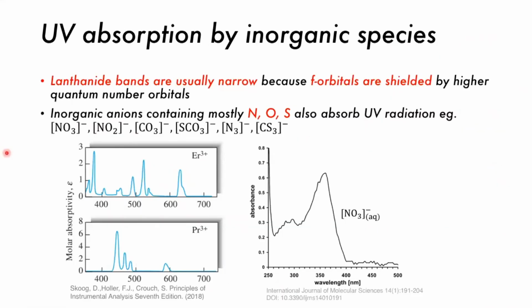And then over here we have the erbium and the praseodymium ions. They're just sharp lines because of the shielding these orbitals undergo from the higher quantum number orbitals. So d block, f block, and inorganic ions can all absorb UV radiation.